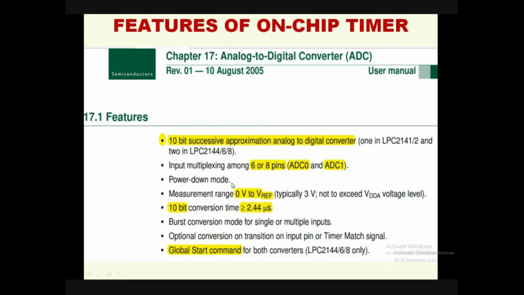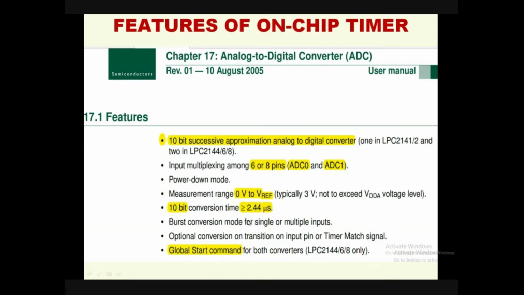If the ADC is not in use, we can use the ADC in the power down mode. And measuring range means it can convert the analog value from 0 voltage up to the V reference voltage to the digital value. And the 10-bit conversion time is 2.5 microseconds as we discussed. So within 2.5 microseconds, it can convert the given analog signals into digital signal.